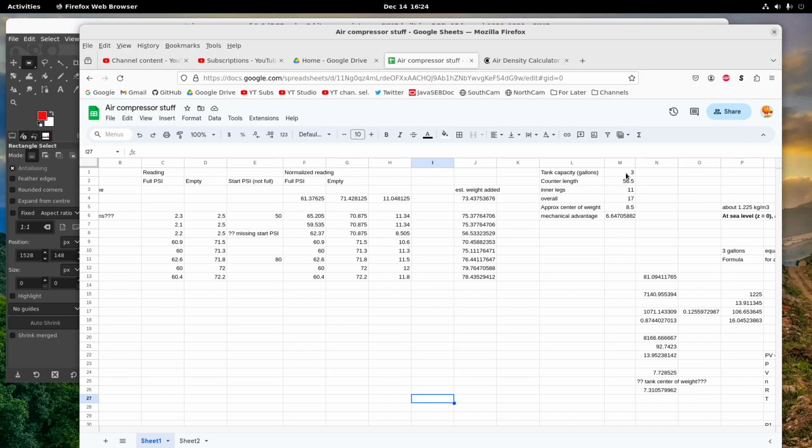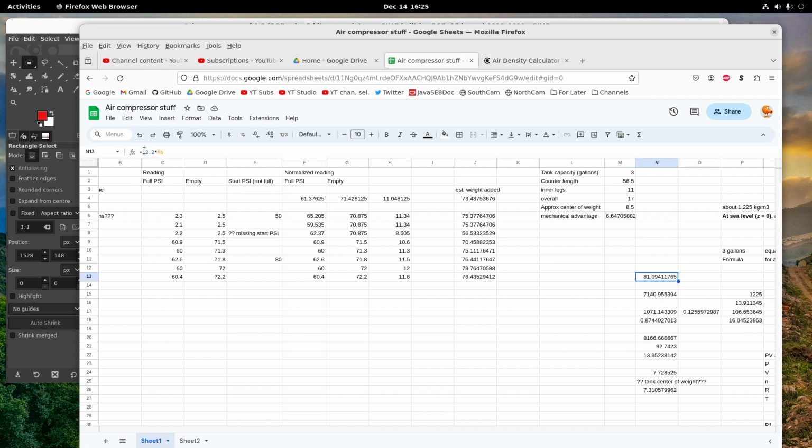When I did my initial calculations over here, I wasn't really paying too close attention, and I sort of approximated the center of weight to be this value here. And in hindsight, it probably should have been a little bit lower than that. But I had come up with a rough mechanical advantage of 6.65 to 1, approximately. And so now I was able to start estimating how much the air weighed.